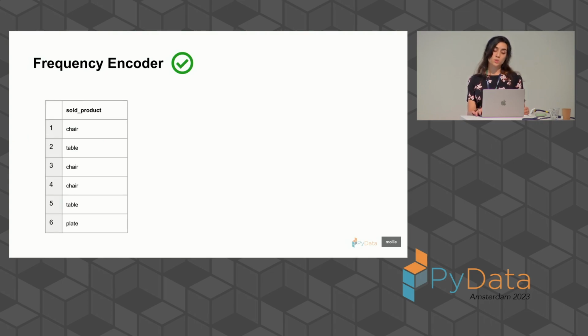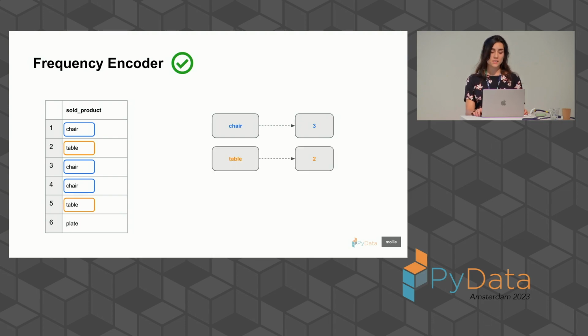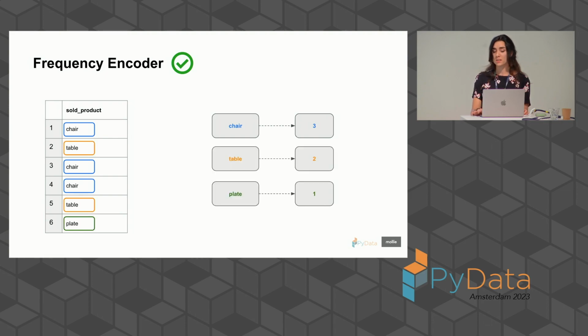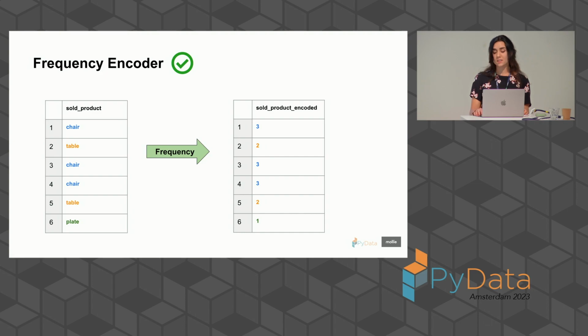So for example, if we have a data set with sold products, here we have chair, table, and plate. Chair we see 3 times, table we see 2 times, plate we see 1 time. So when we replace it in the data, it looks like this. Say we're working on a net revenue model. The model will know that chair is the most popular sold product, table is second, plate is third. And in reality, we'd have many more products, like I said, with high cardinality, so this can be quite useful.